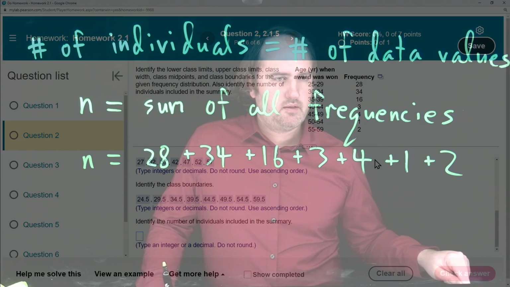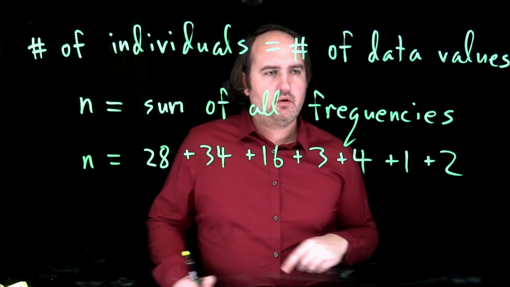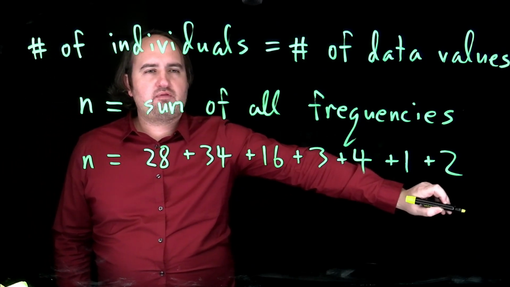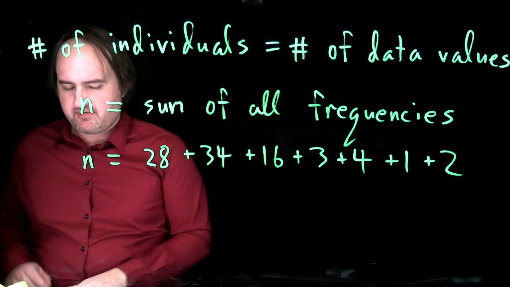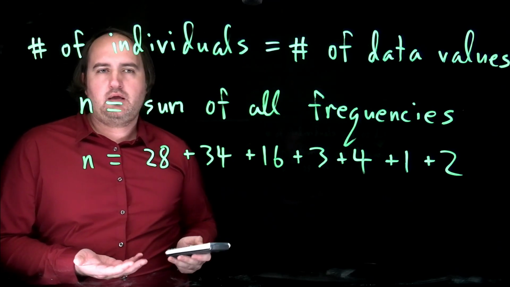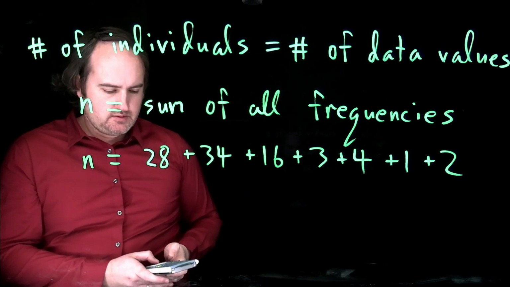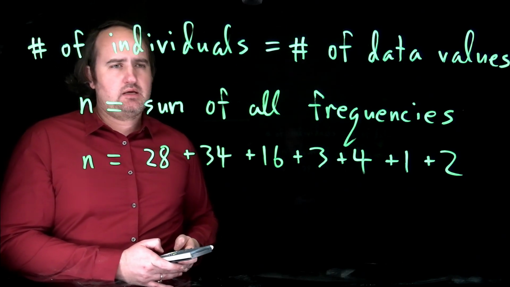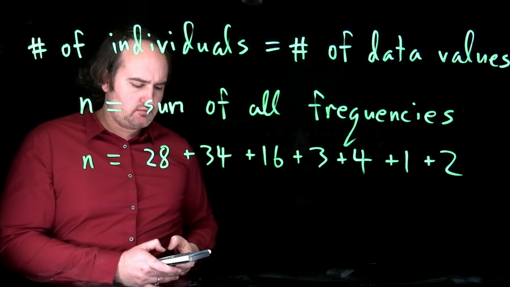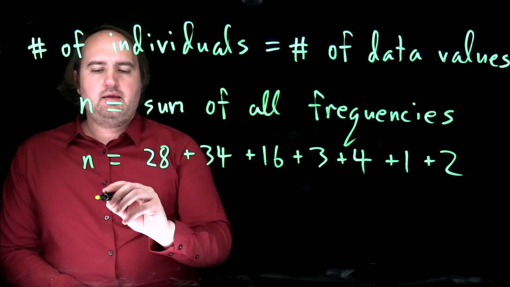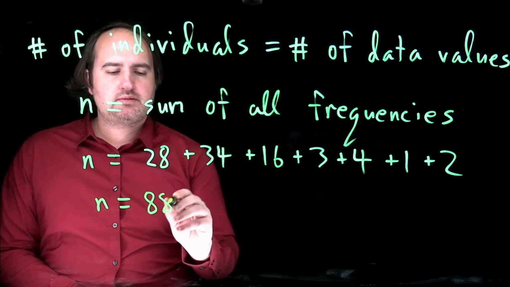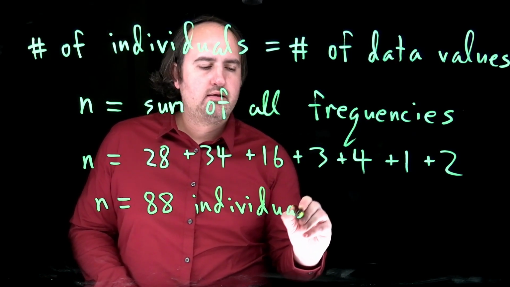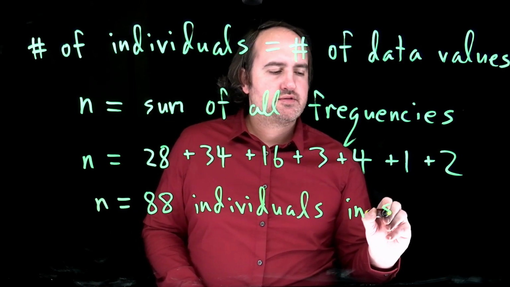That's not quite the button I meant to press. Hold on. Okay. So, sum of all frequencies. That's just adding up everything in that column. That's the same as the number of data values. So then we add these up either in our head or maybe on our calculator just to check our work. So 28 plus 34 plus 16 plus 3 plus 4 plus 1 plus 2 gives us N equals 88. So that means there were 88 individuals or 88 data values in the summary.